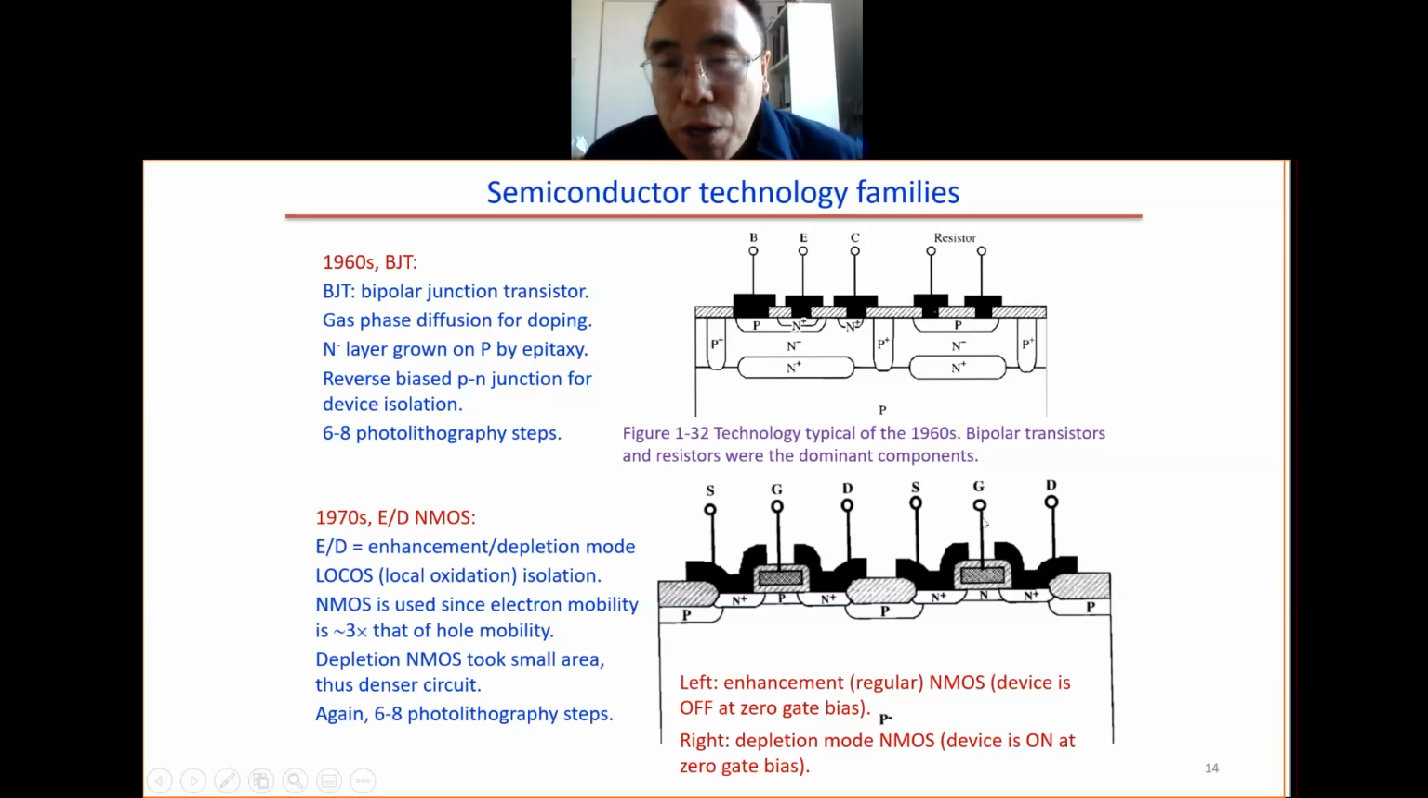But this one can be turned off. When you have a negative voltage, and you push away electrons, then this part becomes depleted. Then it is off. That means it can also be turned on and off. But normally it is on. It is on without a bias.